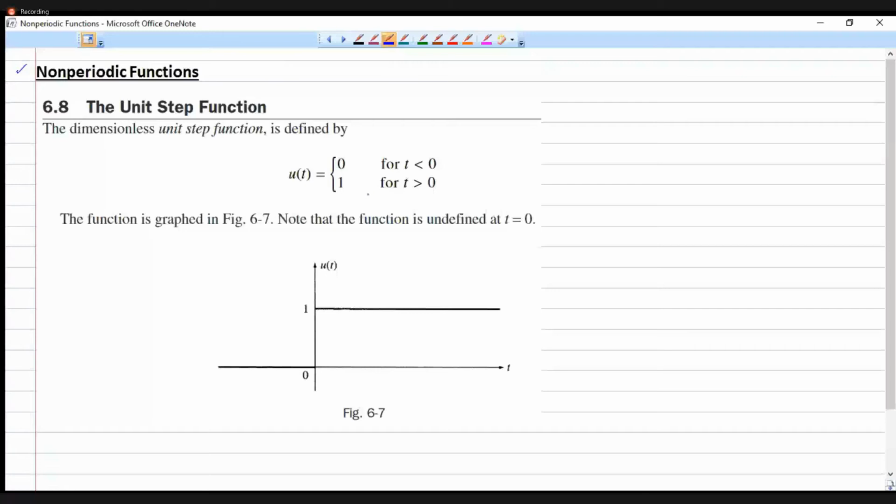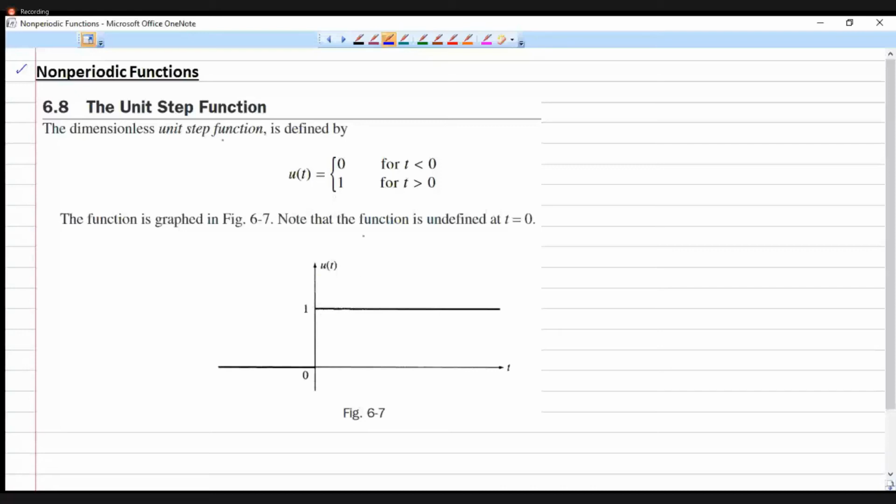So how can we model the disturbances? For that, we have certain standard functions or standard inputs that we can give to the system to understand this. One of the most commonly used standard functions is called the unit step function. It is defined as u of t is equal to 0 for t less than 0, and it is equal to 1 for t greater than 0. So it is graphed like this.